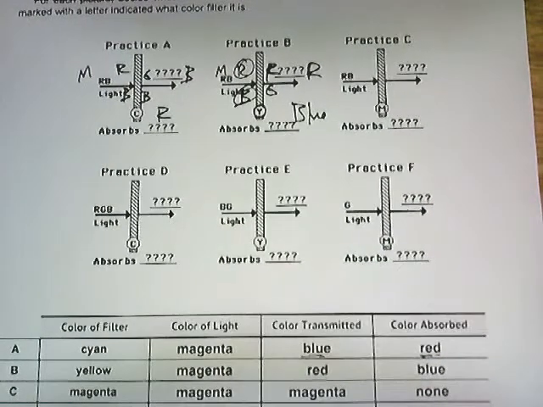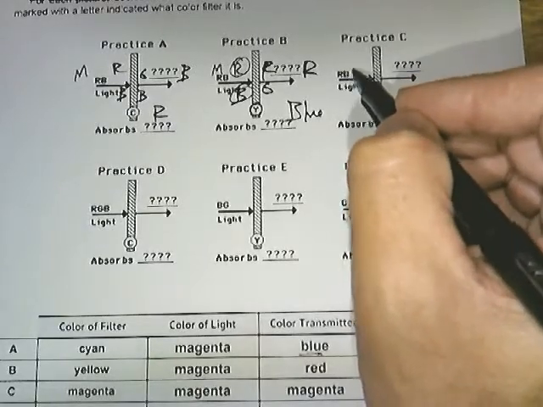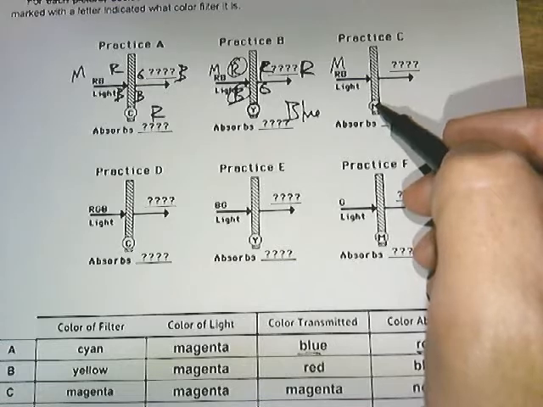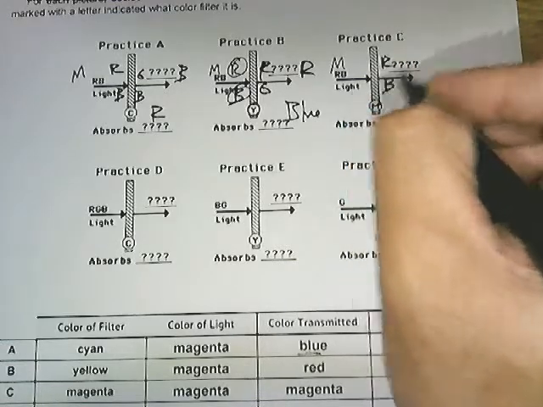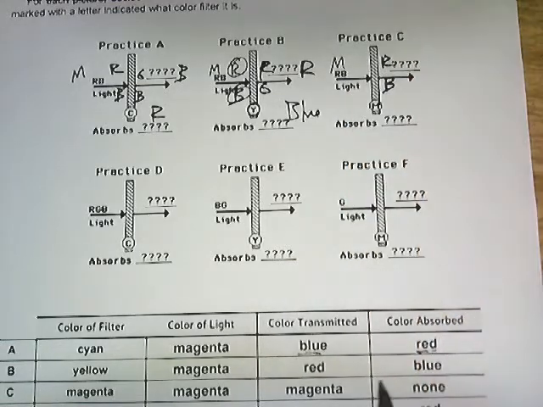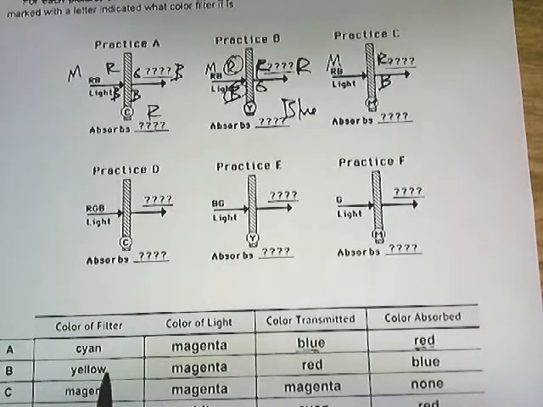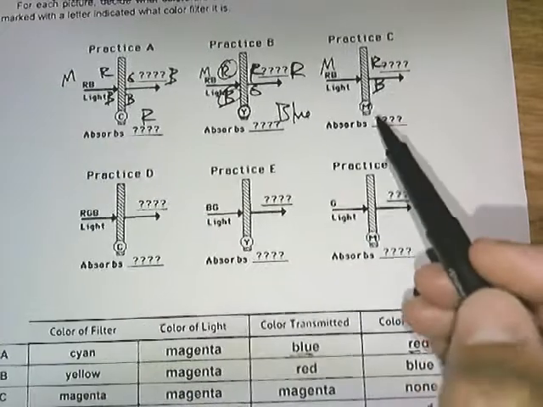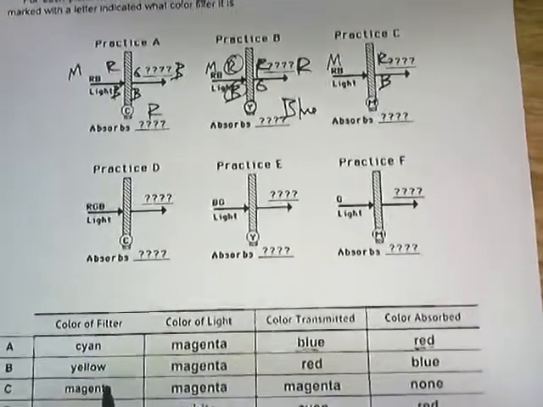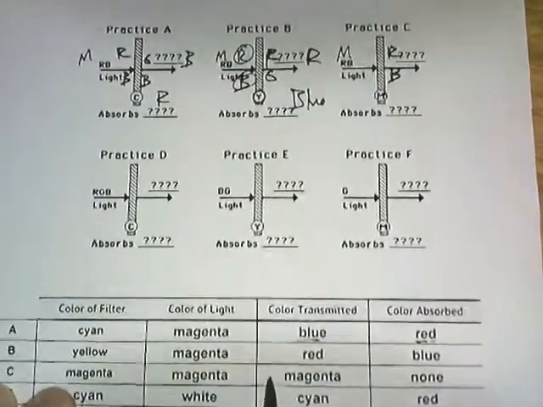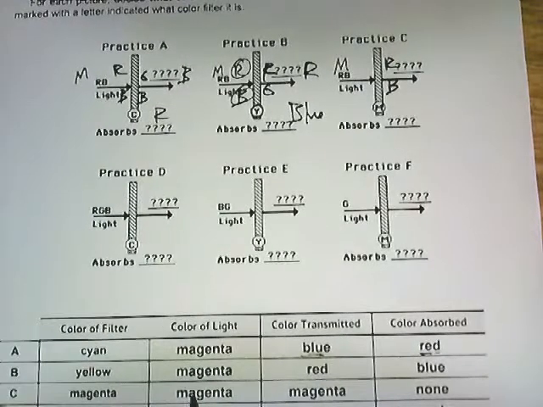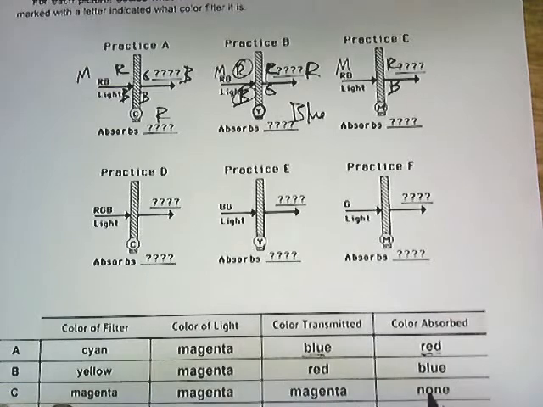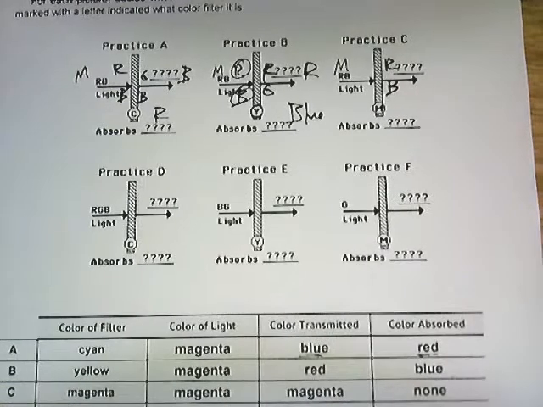Letter C. If I look at this, I have red and blue light, right? Red and blue, we've determined, is still magenta. And I have a magenta filter. It's going to allow red and blue through. So I'm going to actually have red and blue light. Red and blue, I've got magenta. I've got a magenta filter. Oh, sorry, I skipped one on you. Magenta color filter, a magenta color of light. Magenta is transmitted. I think I said that. And nothing is absorbed. Sorry, I had skipped one when I was talking that out.